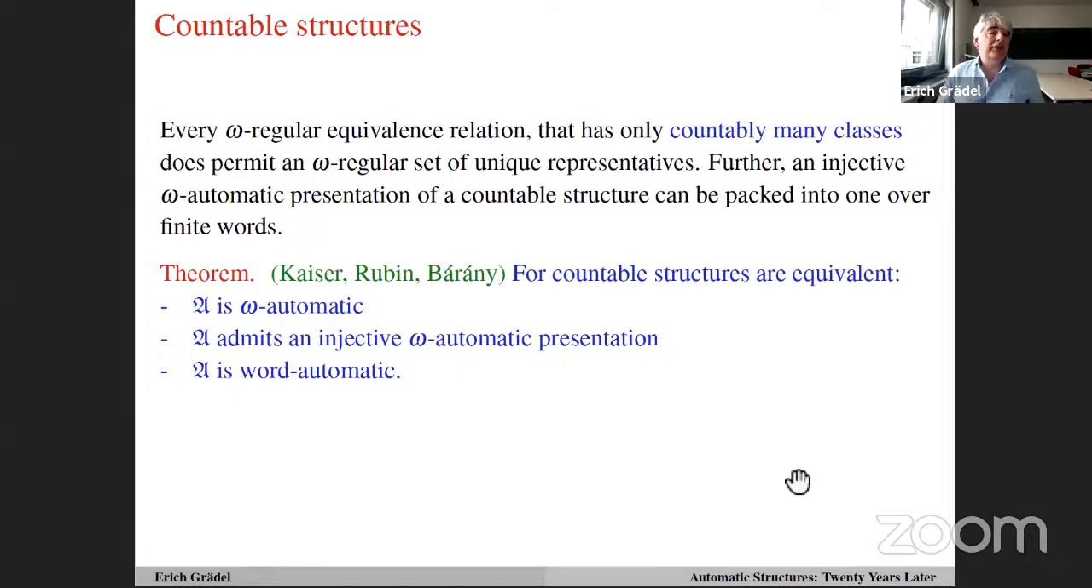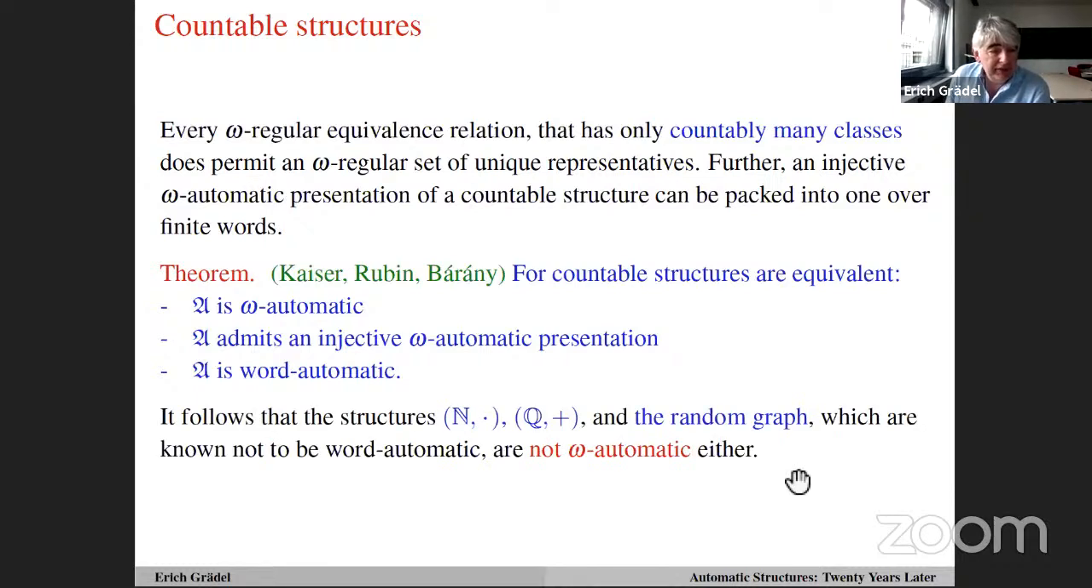Fortunately, in the case of countable structures, this difference does not appear. When you have an omega regular equivalence relation that has only countably many classes, then this does permit an omega regular set of unique representatives, and an injective omega automatic presentation of a countable structure can in fact be turned into one over finite words. So on countable structures there is no difference between word automatic presentations, omega automatic presentations, and injective omega automatic presentations. This is a quite important result in the study of omega automatic structures due to Kaiser, Rubin, and Bárány. For instance, this tells us that the multiplicative theory of the natural numbers, the additive theory of the rational numbers, and the random graph, which are all known not to be word automatic, cannot be omega automatic either.